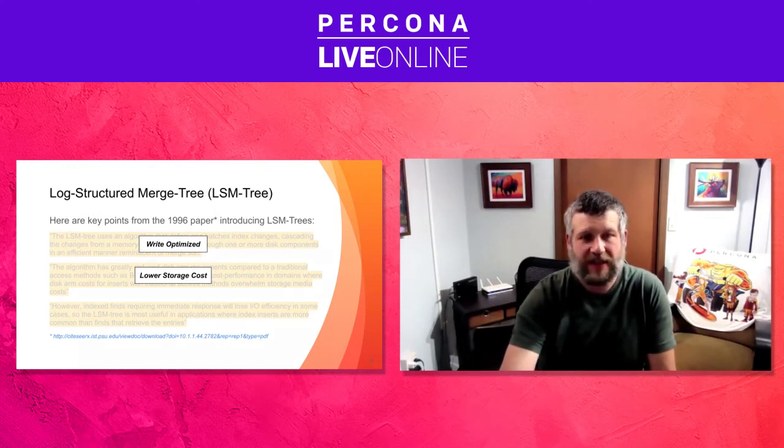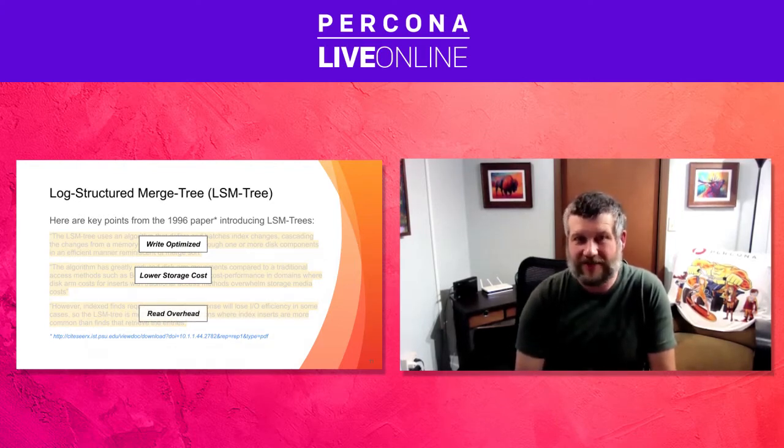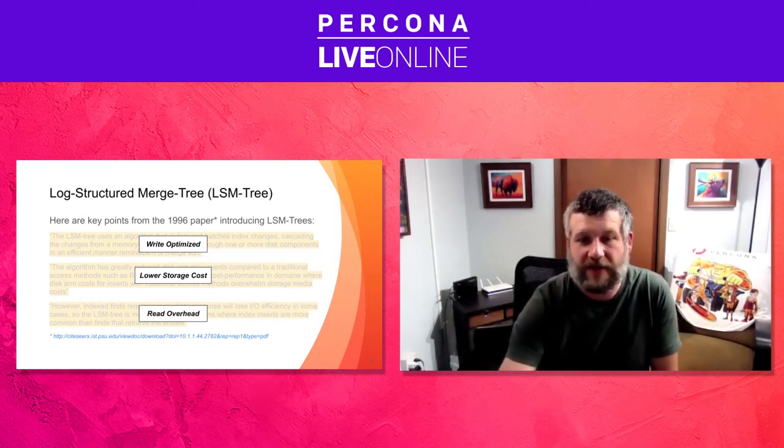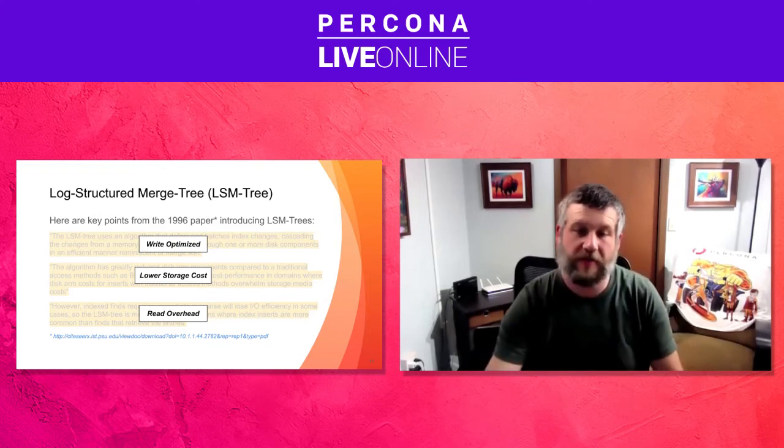The final one, and this is the big caveat that we want to get through eventually, is that indexed finds requiring responses will actually lose IO efficiency, right? And so we are more useful in applications where inserts are more common. What does that mean? We have additional read overhead. So this is a write optimized storage engine, and we're not looking at it to benefit our read performance.